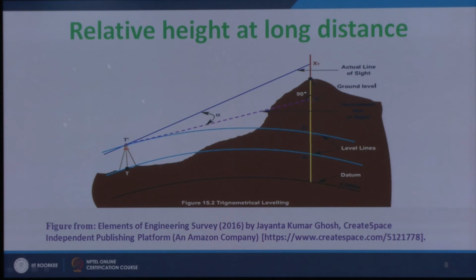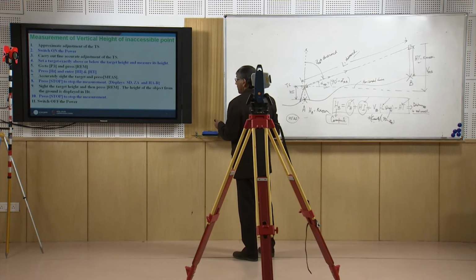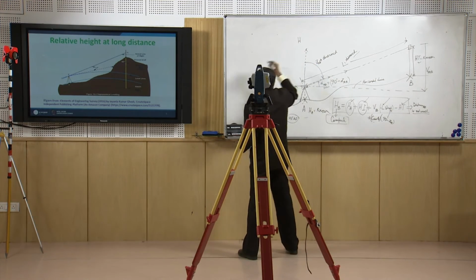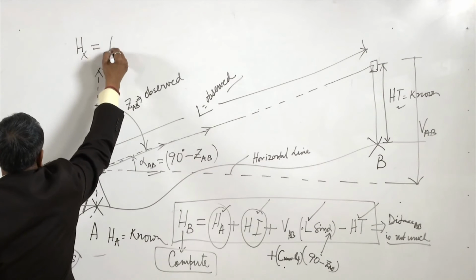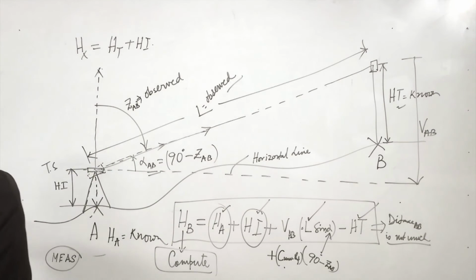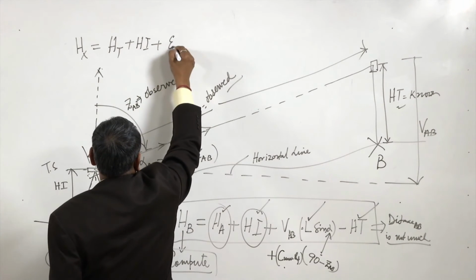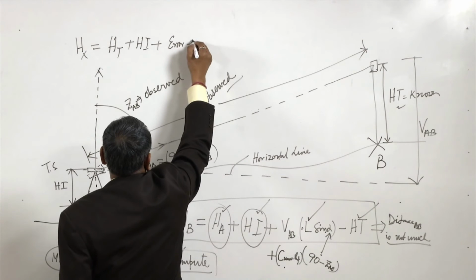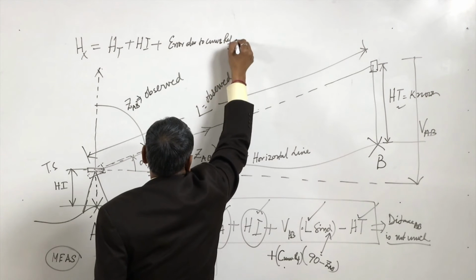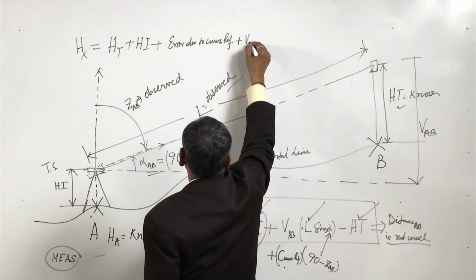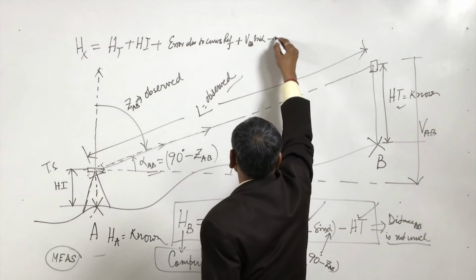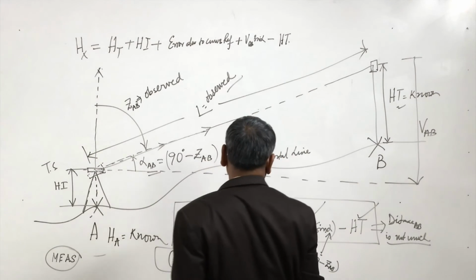So, we can say that height of the X is equal to height of T plus height of instrument plus error due to curvature and refraction, plus VAB sin alpha, minus height of the target.